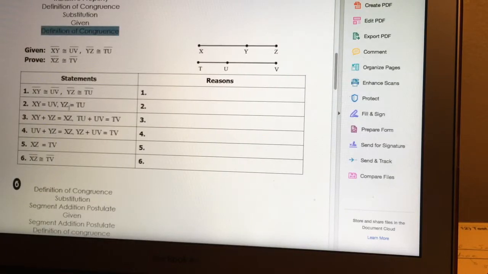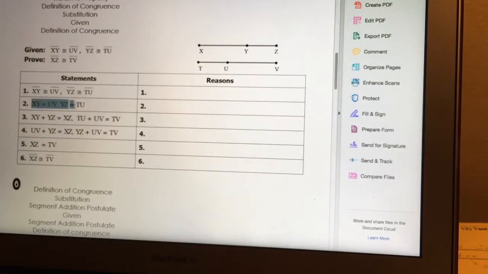Alright, so number 3. What allows us to go from number 2 to number 3? It's really important to see what's happened. Did we use number 2 to make number 3, or did we use something else? If we look at this first equation and compare it to this equation, XY is in both, but UV is not in either one. This doesn't seem like we used these equations from number 2 to make number 3. So there must be some other thing that we used.